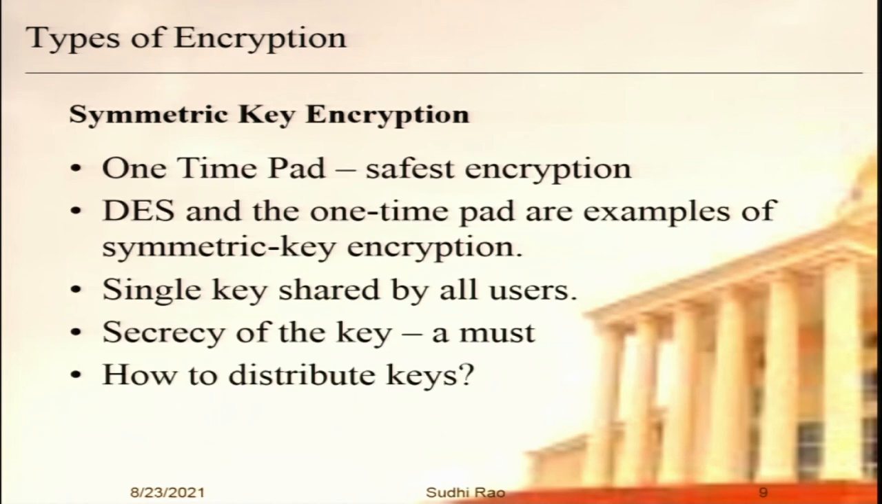So, there are various kinds of encryption, four different varieties. One way encryption, two way encryption, symmetric key, asymmetric key. They address different aspects of the whole gamut of encryption to keep our information safe. The safest encryption, which cannot be broken using brute force, is called one time pad.